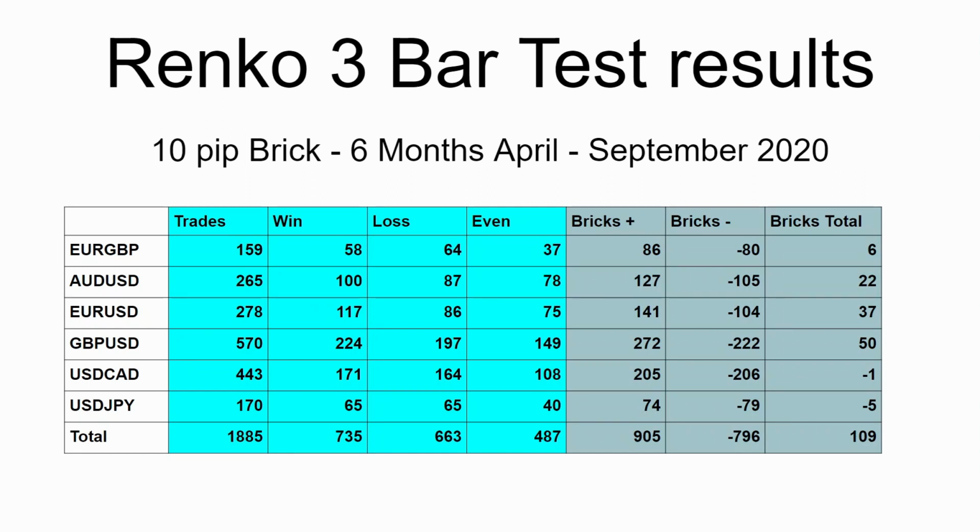But again, if we assume 1 pip per trade in costs and spread, this would have cost me 1,885 pips for that number of trades, and I would have made 1,090 pips in profit. So again, this doesn't look like a strong strategy for consistent wins.